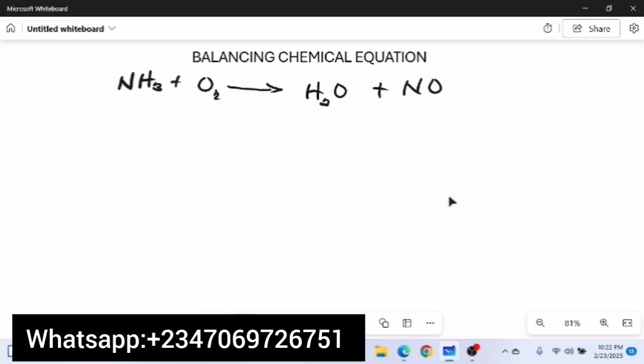Now, that simply means that the number of nitrogen on the reactant must be equal to the number of nitrogen on the product. The number of hydrogen on the reactant must be equal to the number of hydrogen on the product, and so on. Now, when balancing simple chemical equations like this, the first thing you do is to make a table.